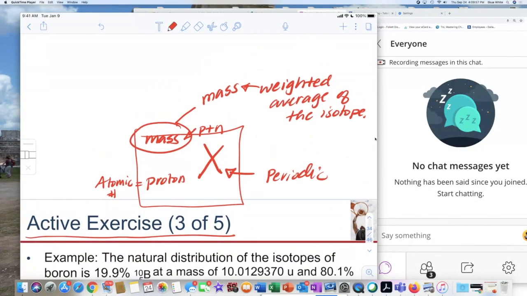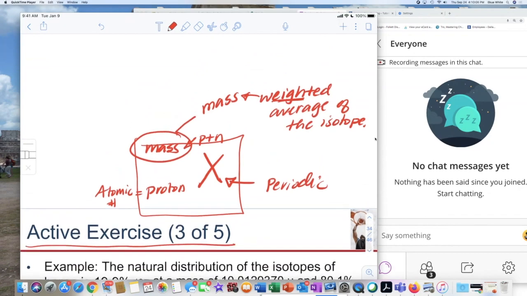Okay. So before we get into this active exercise, what exactly is a weighted average? In chemistry, when they add words, there's a reason for that. A weighted average is different from a mass average. In a mass average, every number's contribution counts equally, right? So it's not weighted. One number doesn't have a greater contribution than the other. Everyone's vote counts the same. So you have a regular average in math, and then you have the weighted average.